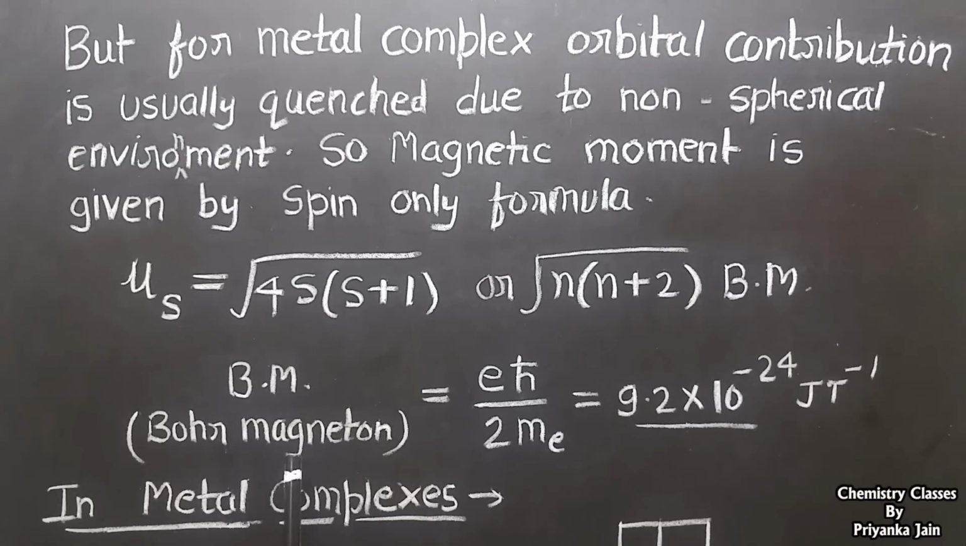The Bohr magneton is given by the formula e h-bar upon 2m_e, where h-bar is equal to h upon 2 pi, e is the charge of the electron and m_e is the mass of the electron, and all of these are constant. So its value is equal to 9.2 into 10 raised to the power minus 24 joule per Tesla.